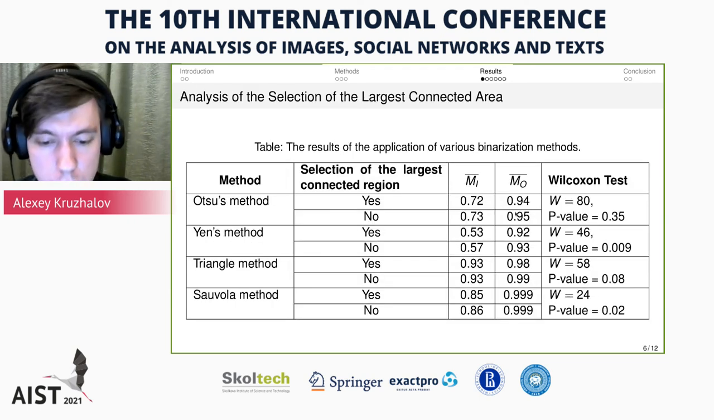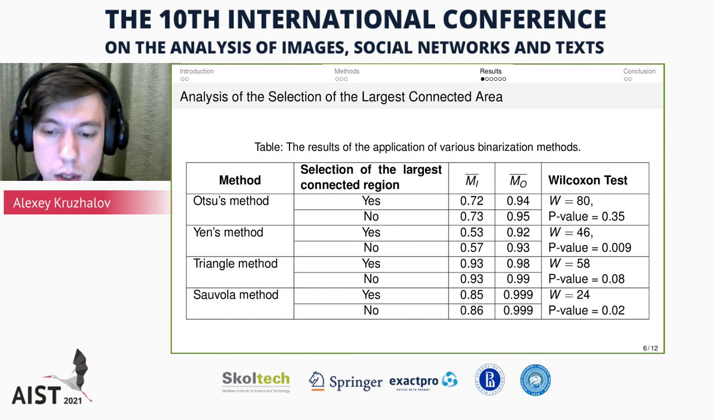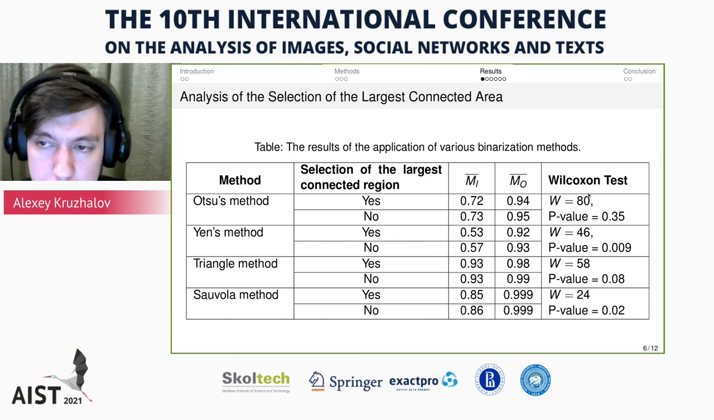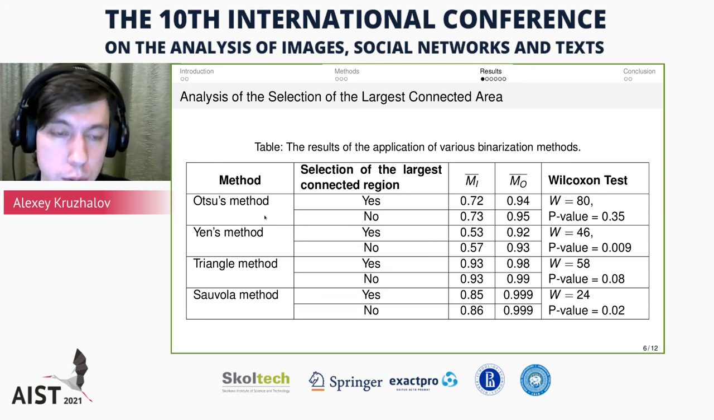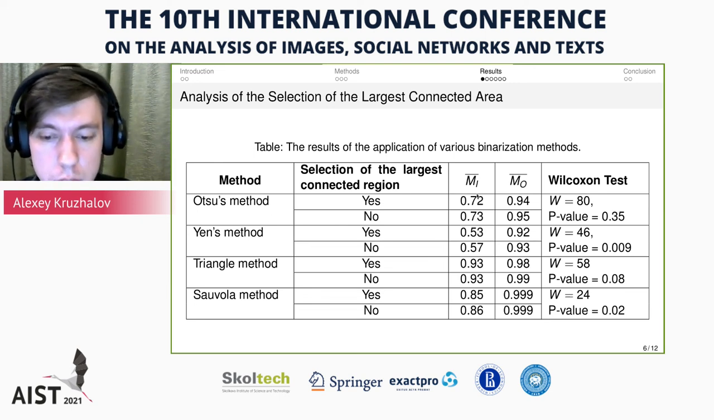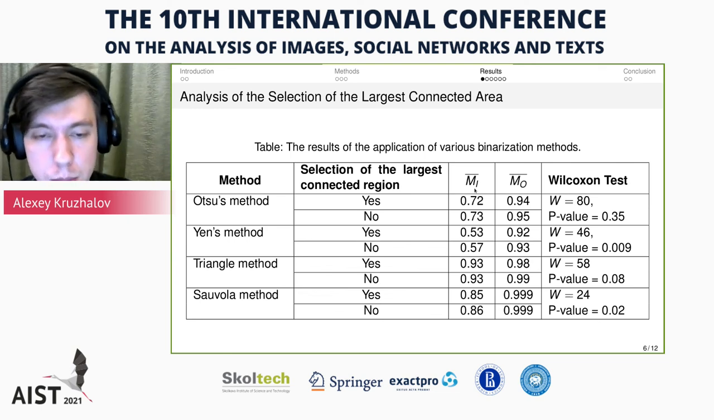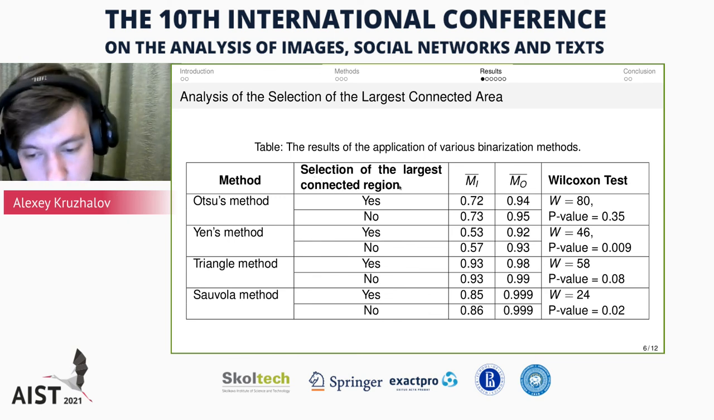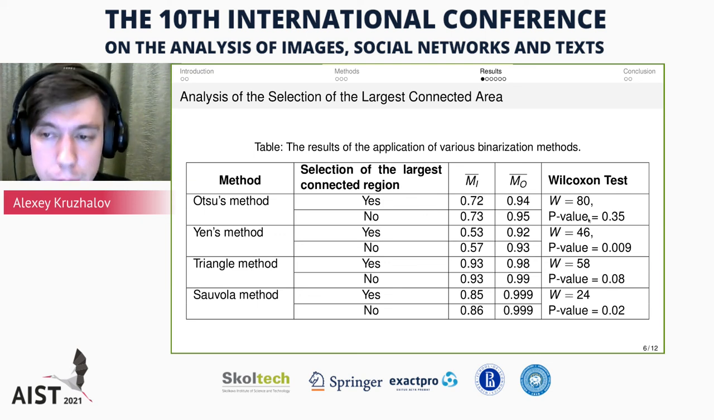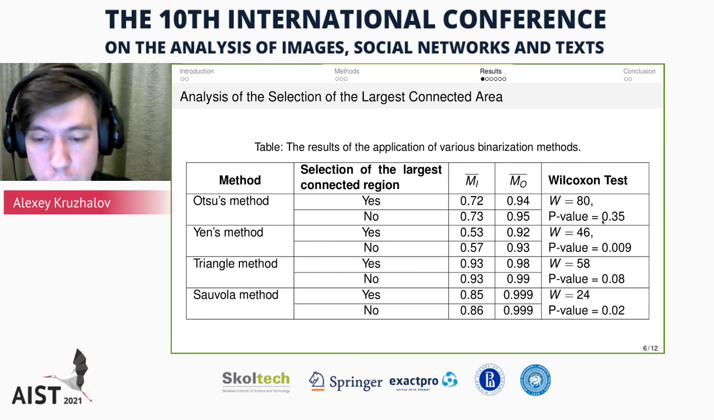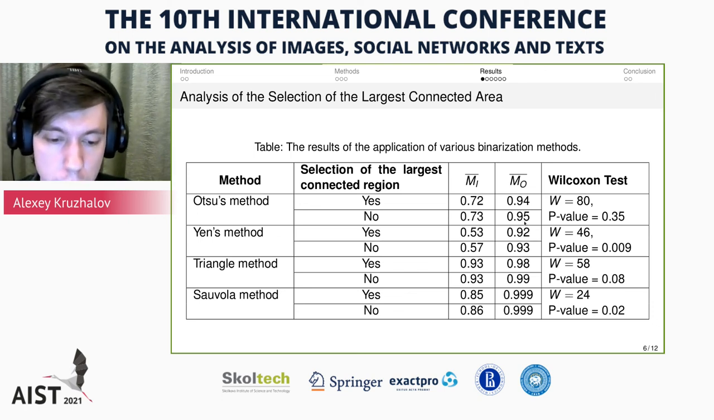This slide shows the results of applying various binarization methods to the analyzed data. The Wilcoxon test column contains the values of test statistic W and their corresponding p-values calculated for each method according to the intersection metric. The samples to be compared are the samples obtained with the use of the selection of the largest connected area and without it. As you can see, we have insufficient grounds for rejecting the null hypothesis at the level of significance of 0.05 only for Otsu's method and the triangle method. For the second metric, we obtain statistically significant results for all methods.